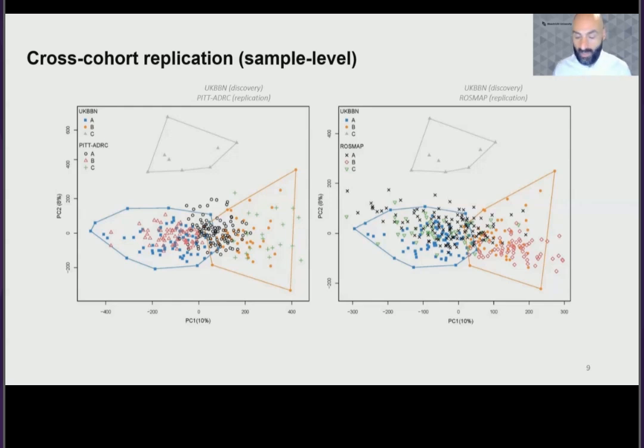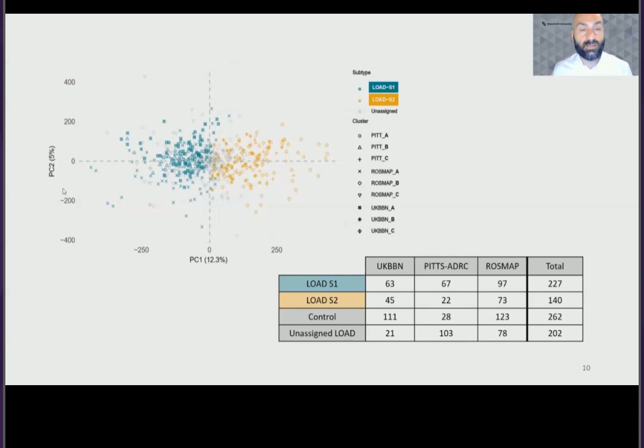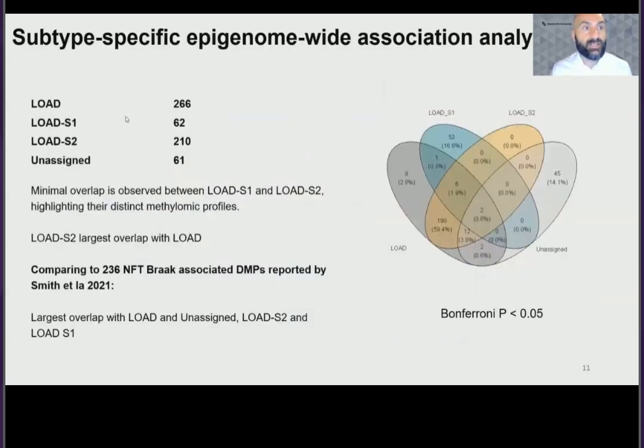Then using these two methods, we could establish basically two subtypes of late onset Alzheimer's disease. When we pool all the samples together and perform PCA, principal component analysis, and then color label the identified subtypes, we could see very nicely the distinct space of these two. It is important because PCA is completely independent of our previous steps that we have performed. The next step was to perform the subtype specific EWAS.